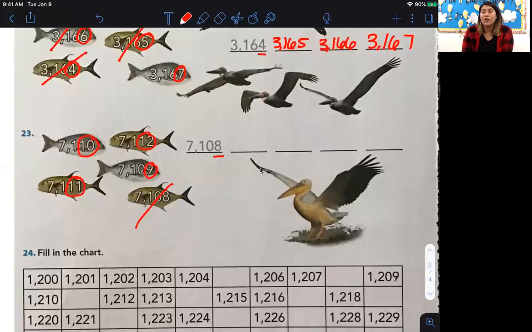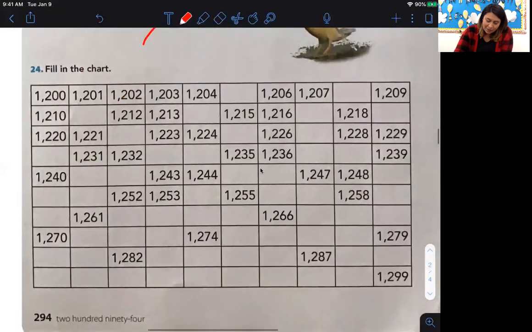After 7,108, 7,109, 7,110, 7,111, 7,112. Can you handle it? Oh, I forgot to do this. Forgot to cross them out as I went along. Good job, guys. Okay, let's go on down and fill out this.